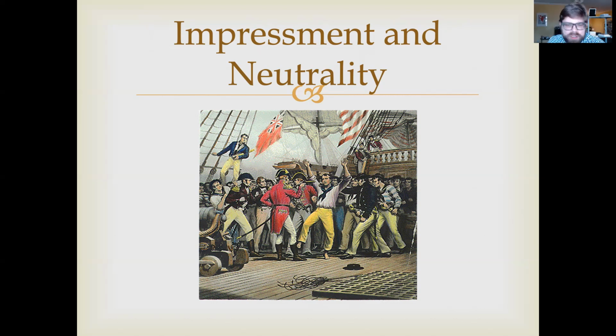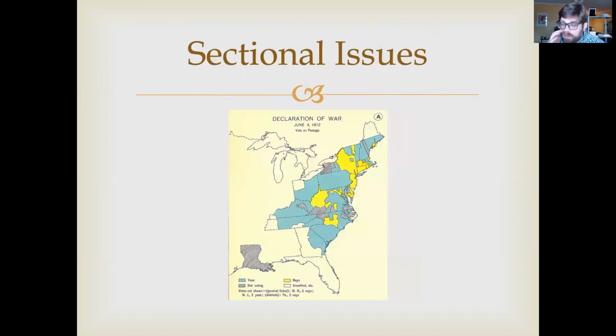But this doesn't actually make any sense, because this is a map that shows which members of Congress, basically which regions, voted to go to war and which ones didn't. Yellow means they voted against the war. Blue means they voted in favor. So you would expect, if a war is being fought in defense of sailors and shipping, that the areas that would most support the war would be big port cities that rely on shipping, that have large populations of sailors.